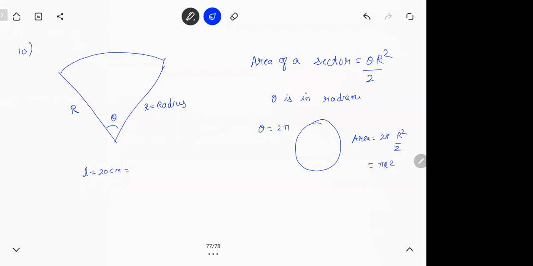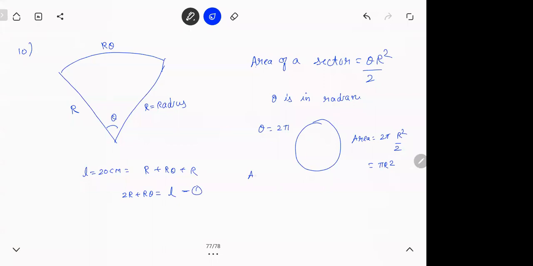This would be how much here? This is r, and this is r theta, the arc length. So what is the total length? One radius, one arc length, and one radius. So we have 2r plus r theta equal to the 20 centimeters. I'll keep it as L only, and in the end will substitute. L is 20 here. This is what is given.